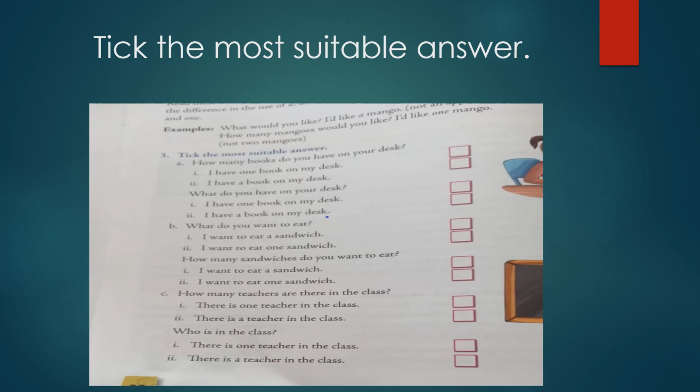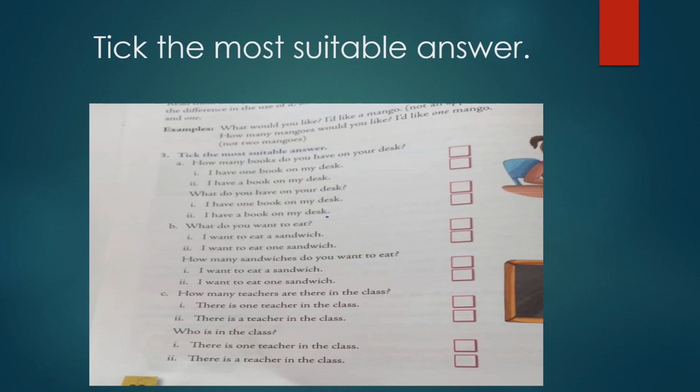Now come to B. What do you want to eat? Simple. I want to eat a sandwich. How many sandwiches? Now the numbers are here. How many sandwiches do you want to eat? Now you can ask one or two and whatever it is. I want to eat one sandwich. And above one was, what do you want to eat? I want to eat a sandwich.